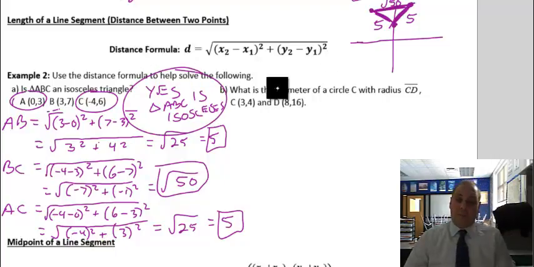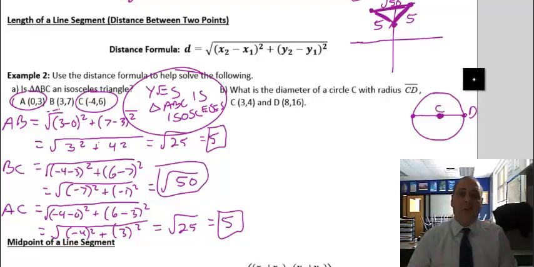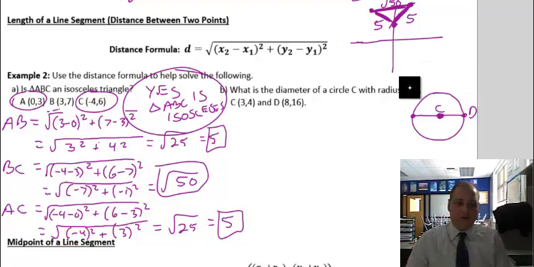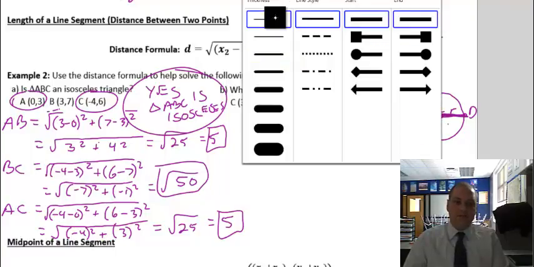Here's another application of the distance formula. What is the diameter of a circle C with radius CD? Okay, so I have a circle, and I have radius CD. My bad, I have radius CD. Well, that's okay. If I find the radius, I just double it for the diameter, right? So I'm going to find the radius, and that's the distance between C and D. See that? The distance between C and D is going to be my radius. I'm going to switch colors just so we don't get confused here. Blue, please.